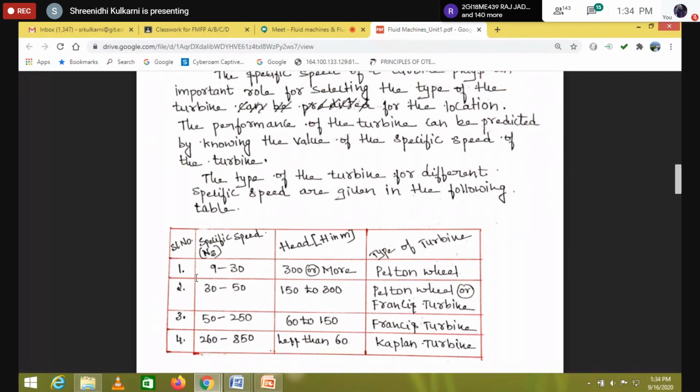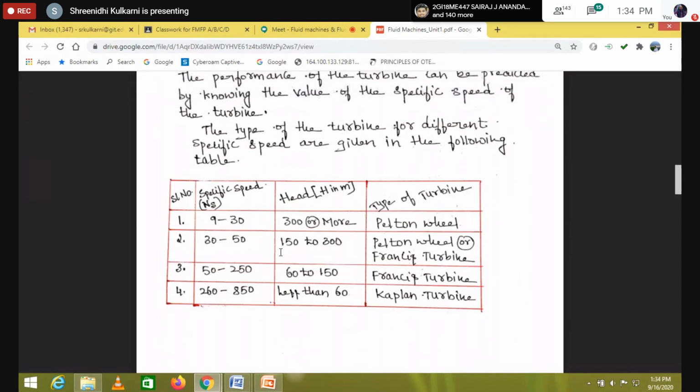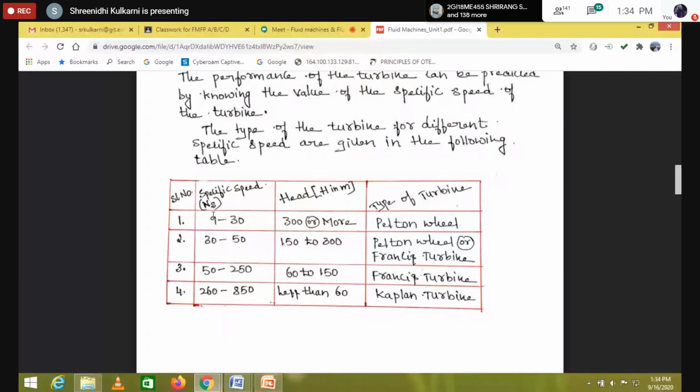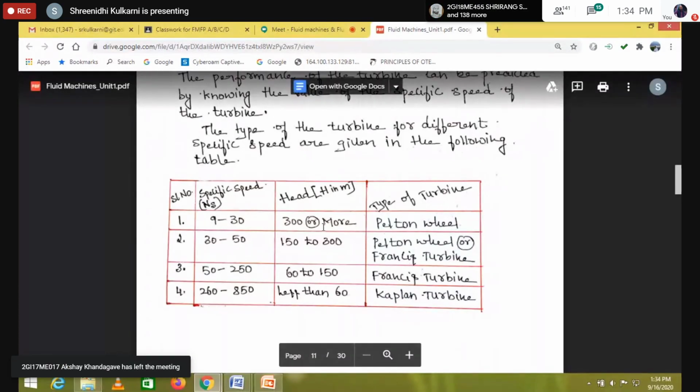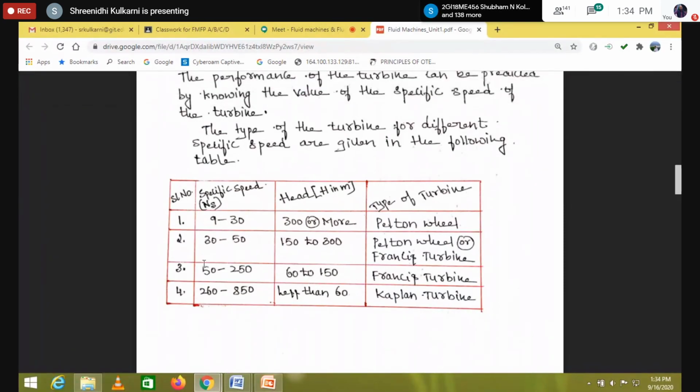For a particular head, you have to identify which type of turbine is suitable. Next, I will come to the second one. Here you can see the range, 150 to 300, for which a Pelton wheel or a Francis turbine is suitable. Next, here we can see the head, 60 to 150 meters, called medium head. For this medium head, the specific speed is also medium. For low specific speed, the head is high. For the medium head, the specific speed is also medium.